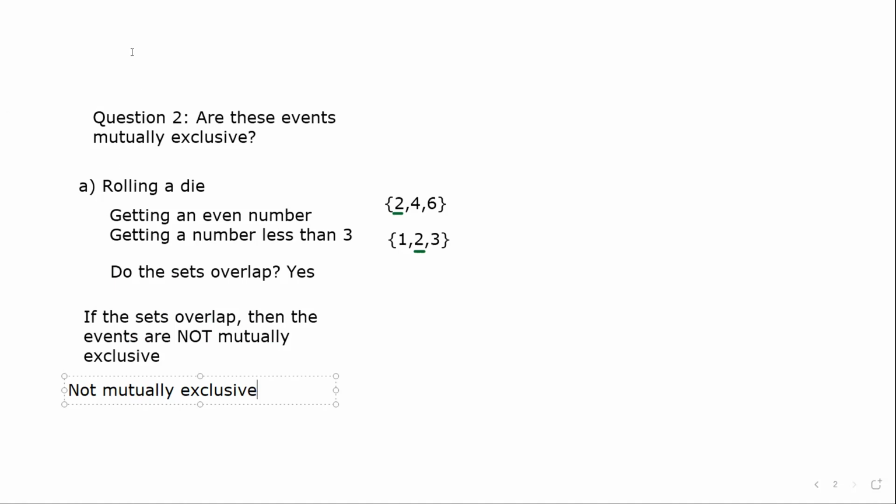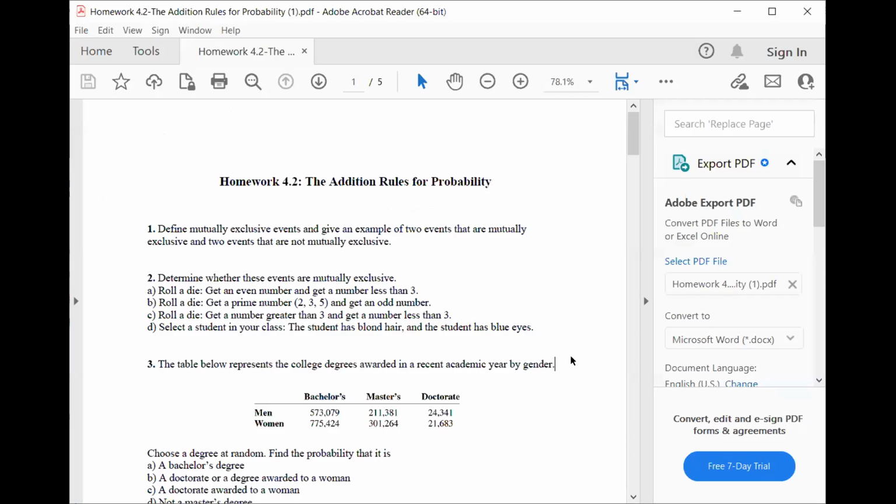Hold on, let my cursor come back to me. There we go. So B is asking us to roll a die and get a prime number. And here she helps you out. The prime numbers are 2, 3, and 5. And get an odd number. Okay, get a prime number and get an odd number. Do those sets overlap or not?